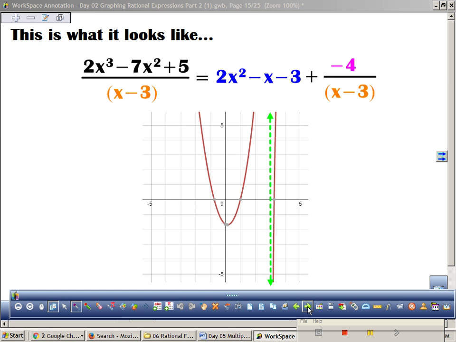I'm like, you don't see it? You guys can't see it? No. Okay.